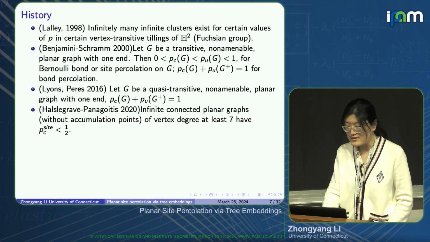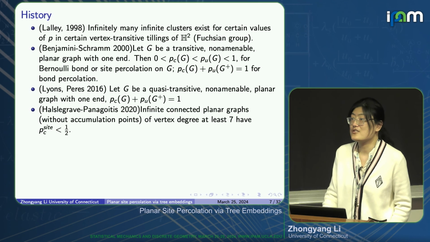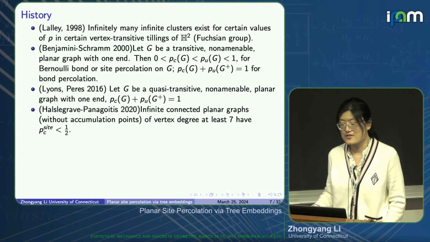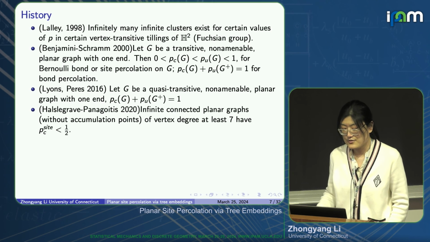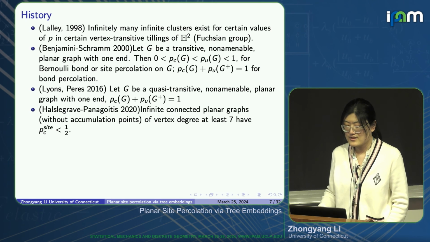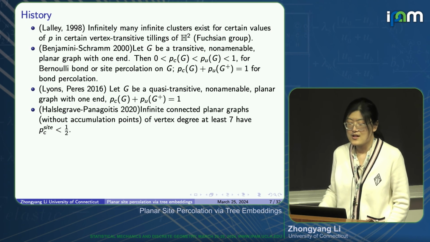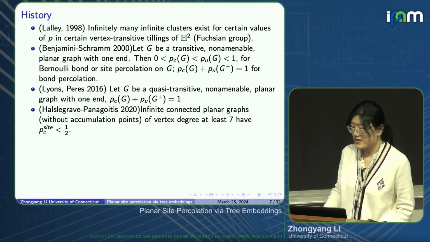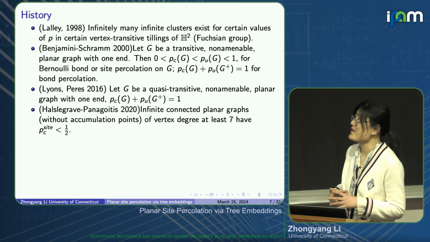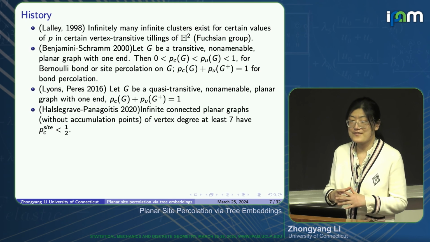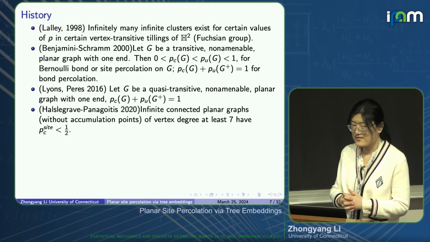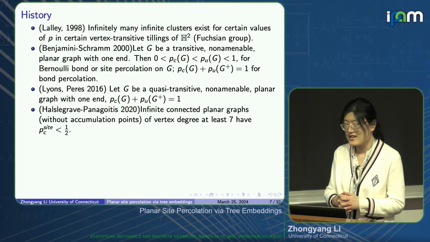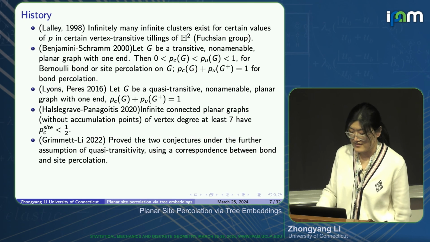Okay. So then people began to think about the conjecture without the quasi-transitive assumption. So it was proved in 2020 that infinite connected planar graphs join a plane without accumulation points. Basically, that means any compact set of the plane intersects only finitely many vertices and finitely many edges. So infinite connected planar graphs of vertex degree at least 7 have PC strictly less than 1/2.